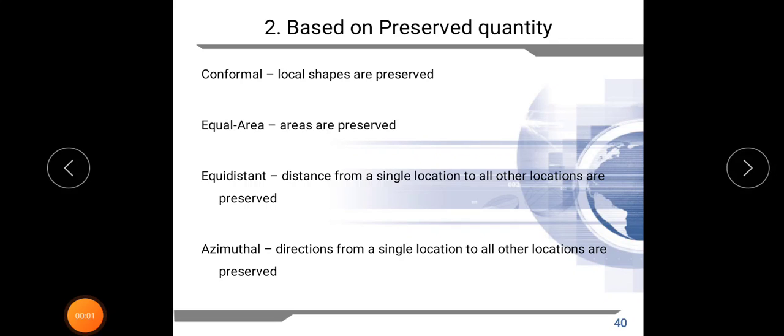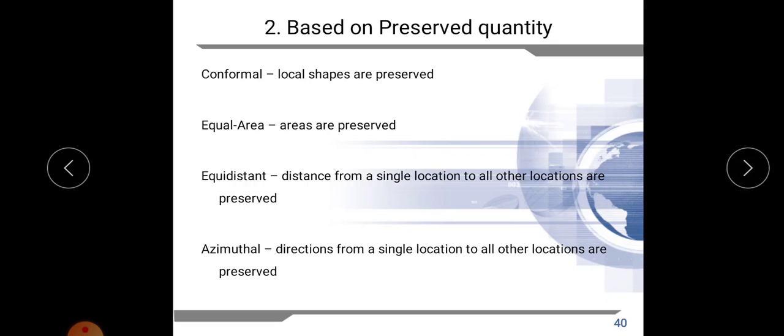Morning students. So we were discussing the classification of map projection. In the last class we discussed the classification of map projection based on the shape of the projecting surface. Next is the classification based on preserved quantity.